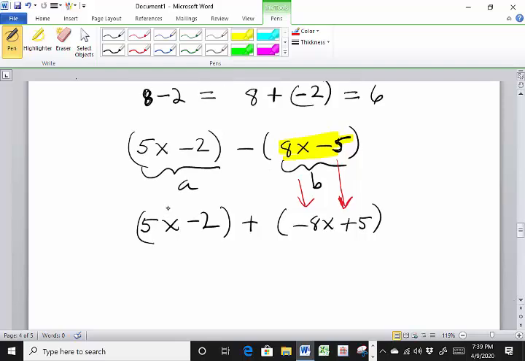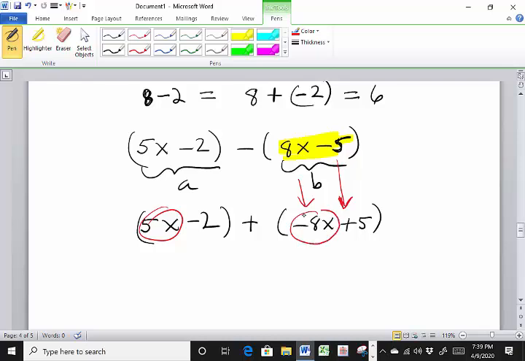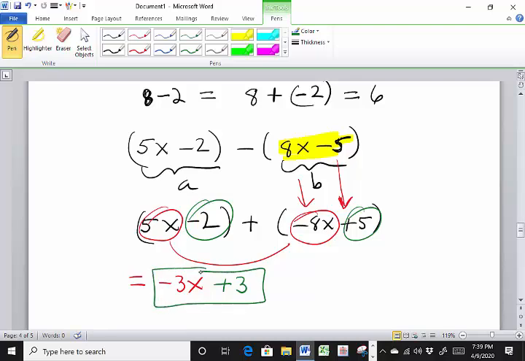So the 5x added to minus 8x is going to equal negative 3x, and then the negative 2 added to 5 is going to be a plus 3. So this is the result. When you subtract polynomials, you're just adding the opposite.